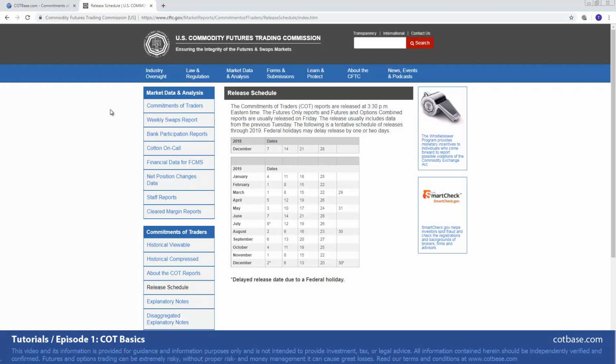Now you might ask, why isn't it just published on Tuesday? The reason is that we are talking about a huge amount of data, and it takes some time for them to gather and then process this data to come up with the COT report itself. It's worth noting, and that's why I'm here on this release schedule page, that sometimes the report is released a few days later because of federal holidays, of course.